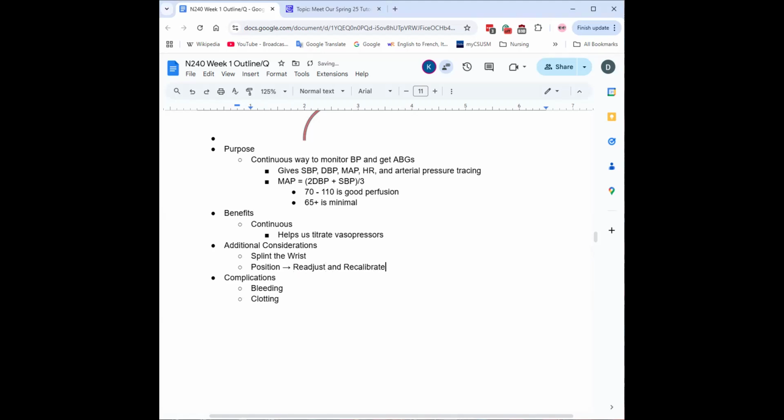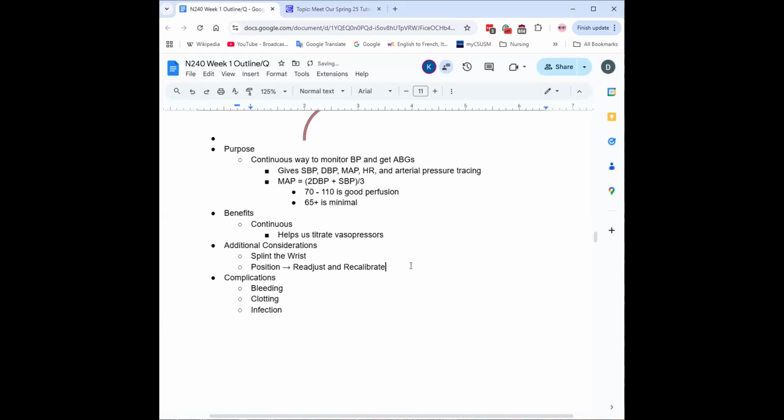Wow. So yeah, arterial bleeds, those get pretty bad because it's a major vessel. Clotting, and you're invasive, so there's infection.